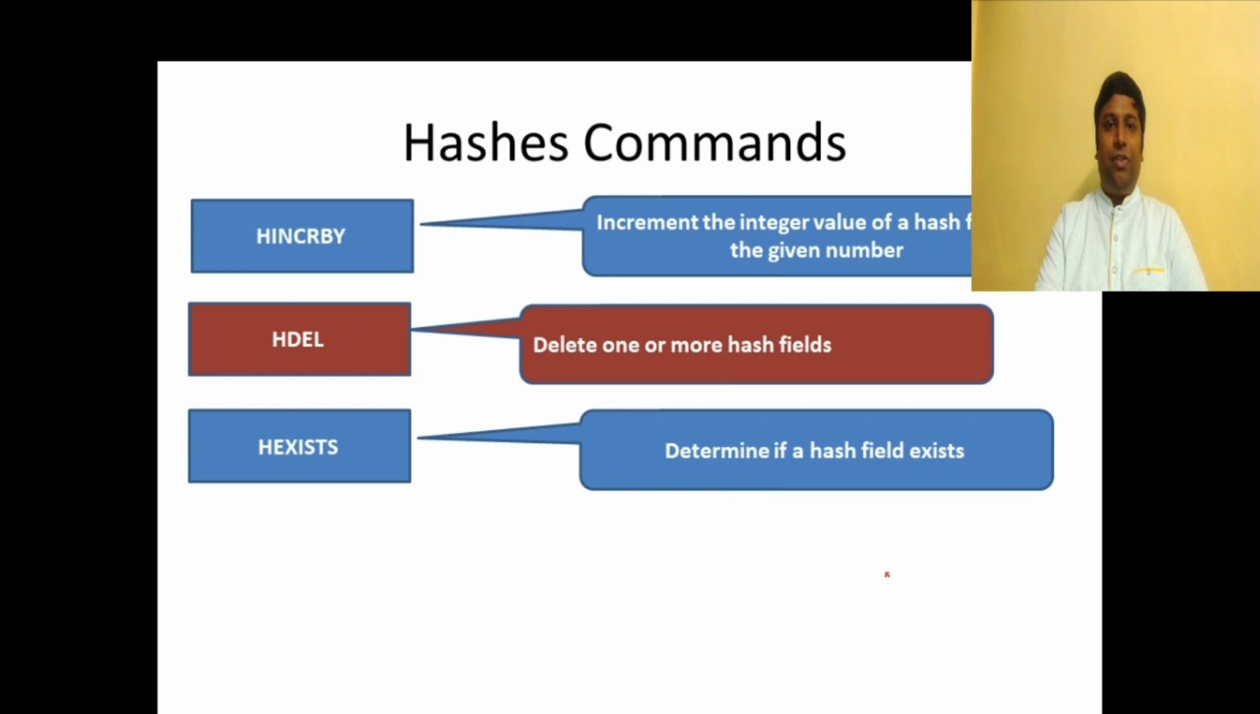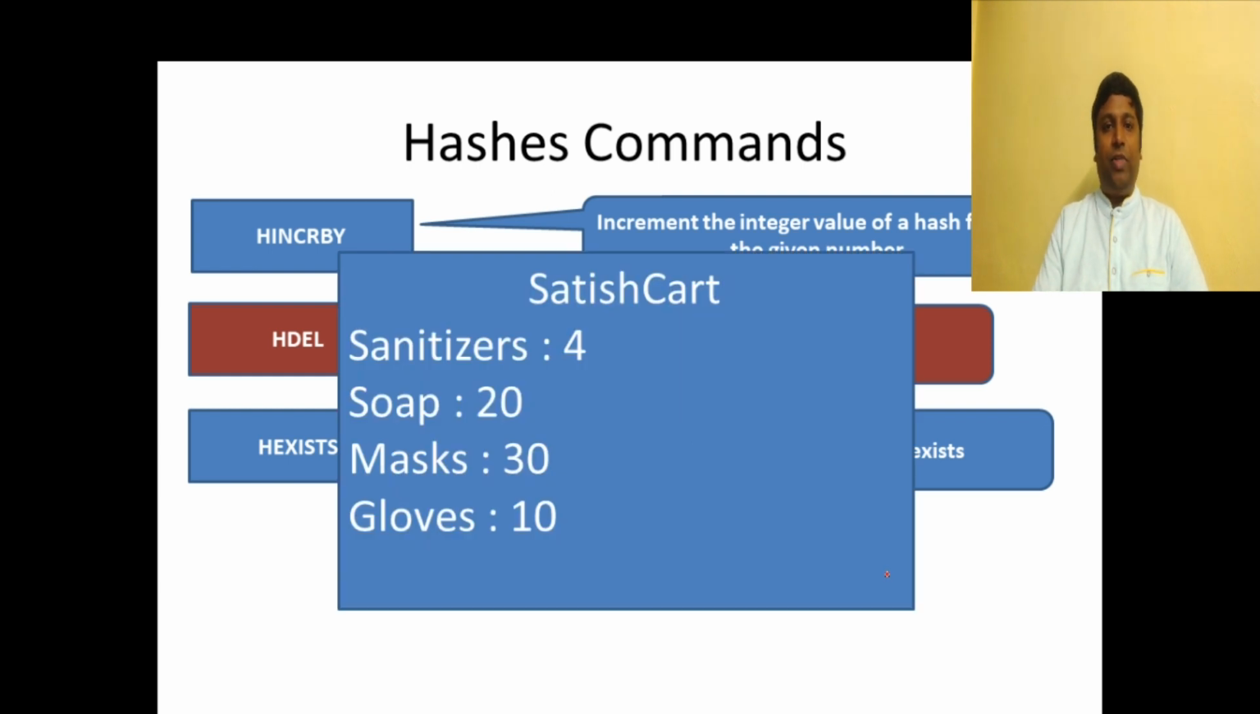Okay, for our exercise, let us consider this particular object now. The object name is Satish Cart, and it is just simulating an online shopping cart. For instance, let's assume that Satish has added all these products to his online shopping cart. We have the field sanitizers and the count is 4, soap is the field and the value is 20. Masks is one more field and the value is 30. Gloves is one more field and the value is 10.